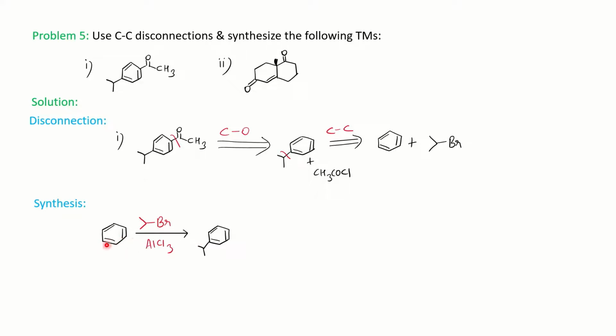So basically it is nothing but the famous Friedel-Crafts alkylation reaction. First step, you have benzene and you have alkyl halide. In the presence of AlCl3, alkylation will take place, followed by acylation. Since this group is ortho-para directing, at the para position you will get your target molecule.